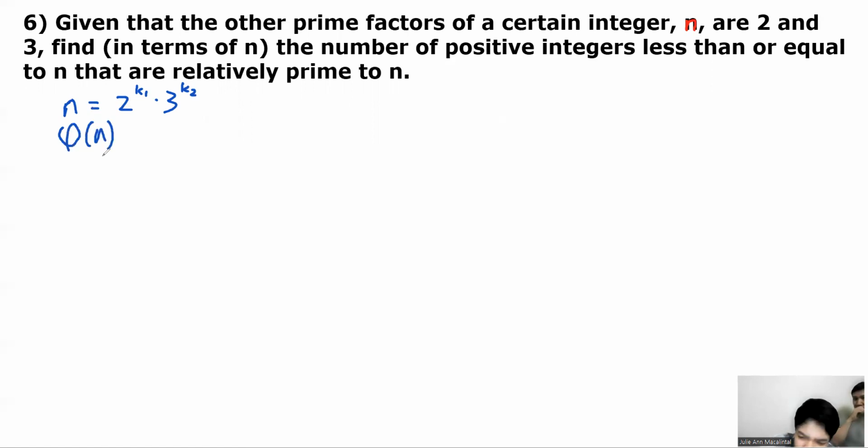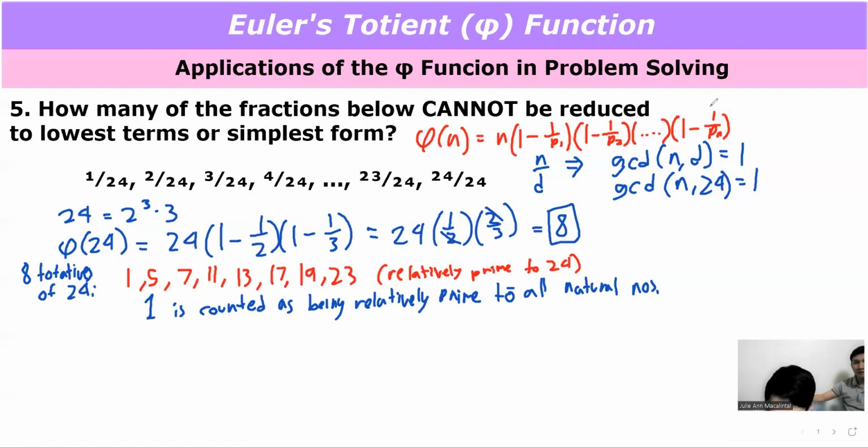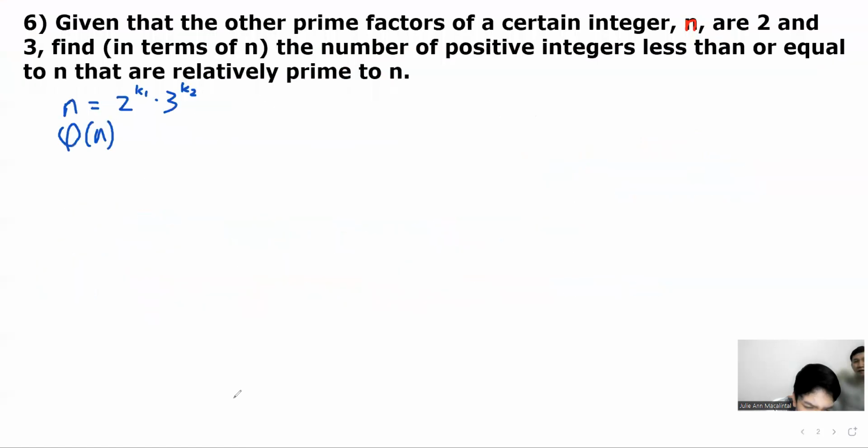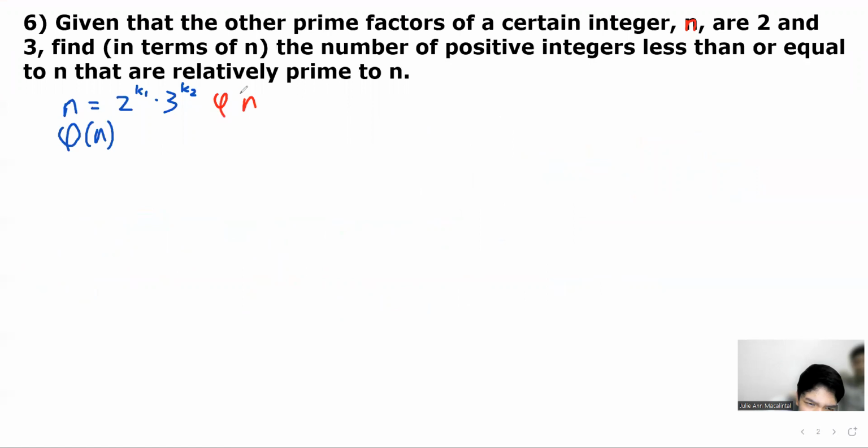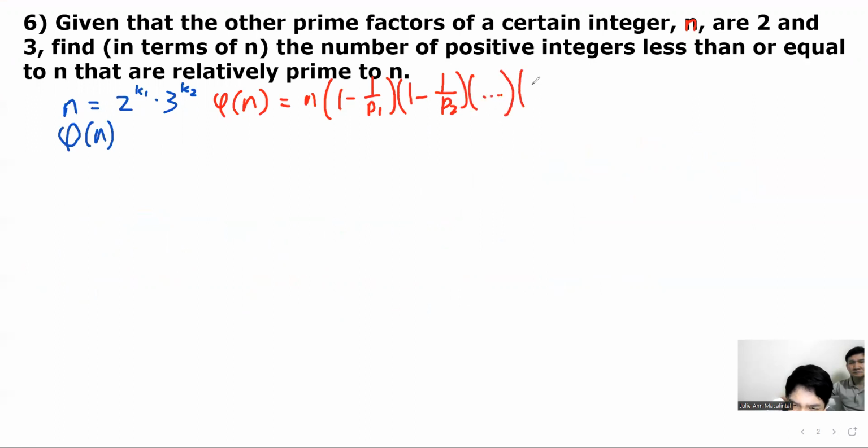Can you show us the formula that you will use? So in the previous page, I'll just copy from this previous page. Phi of n equals n times 1 minus 1 over P1, times 1 minus 1 over P2, and so on and so forth, and then 1 minus 1 over Pn, of course the final prime. It has to end someday.